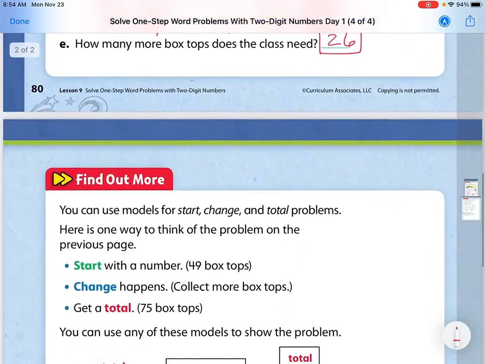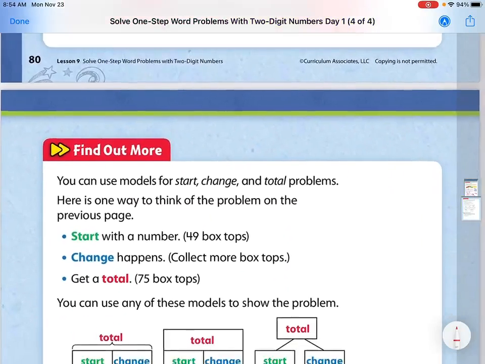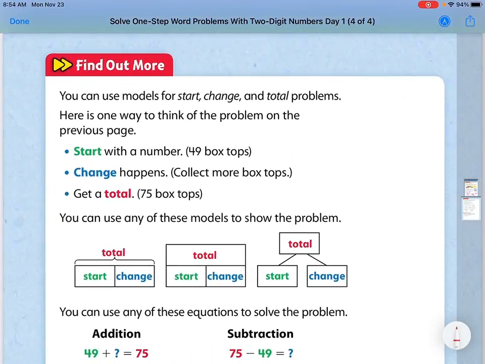We're going to now take a look at the next page, which is 81. And most of page 81 is just giving us some examples of how to solve one-step word problems, and we can use models to represent where a problem starts, how much it changes, and the total in the problems. So it's just an organizer. It's a way to organize your numbers so that you know what's going on and can figure out how am I going to solve the problem.